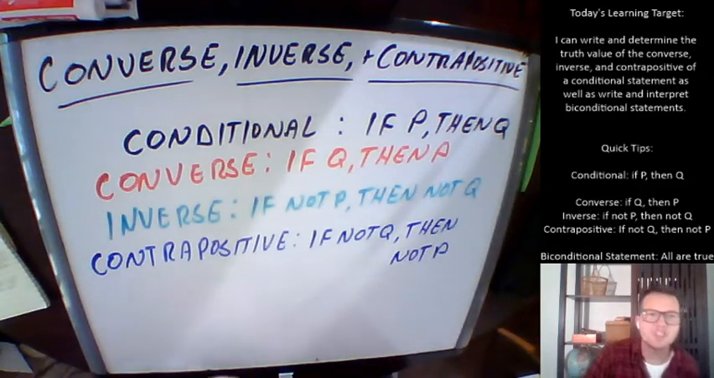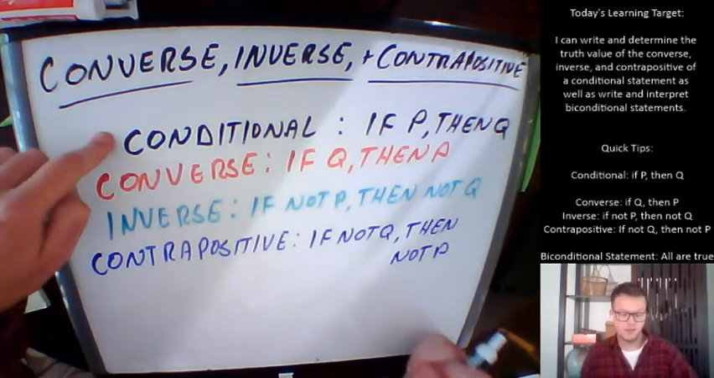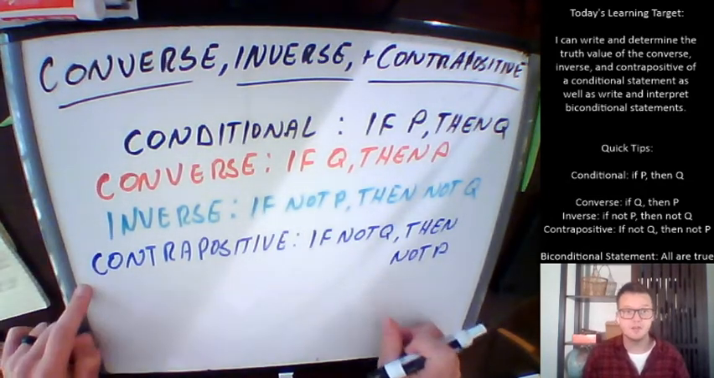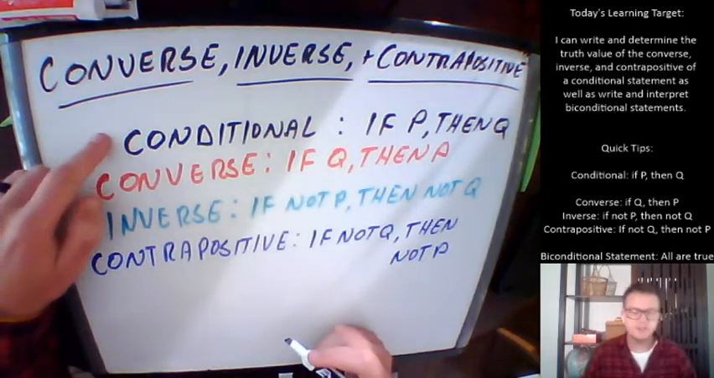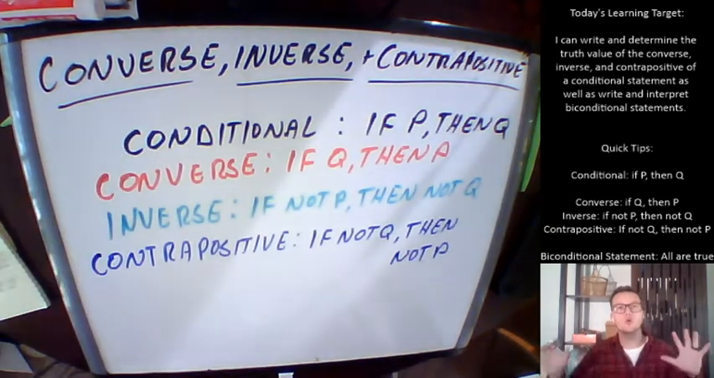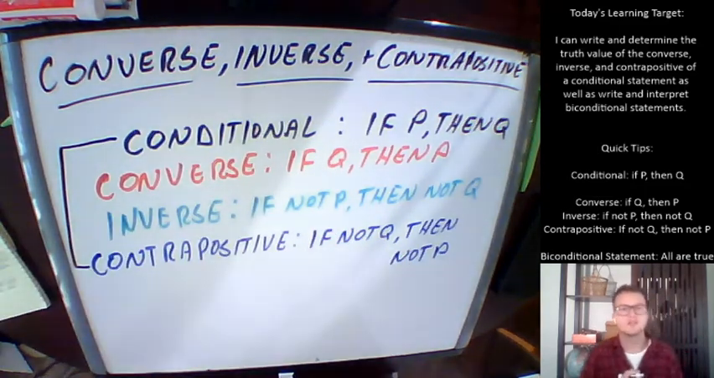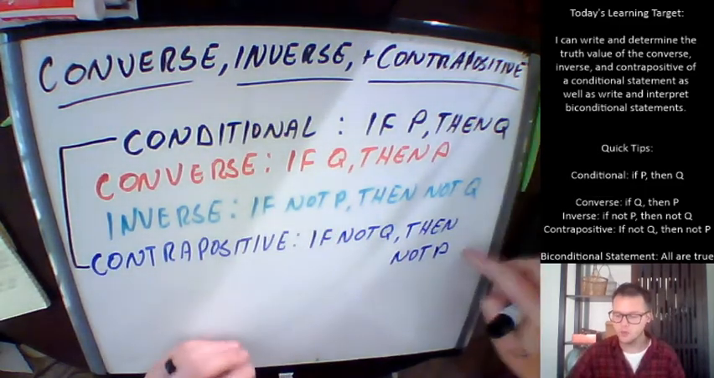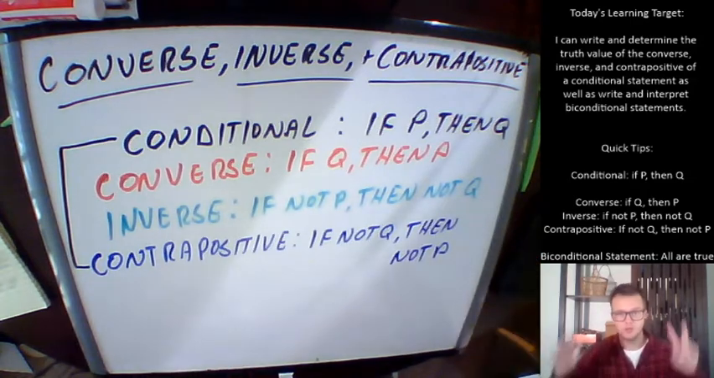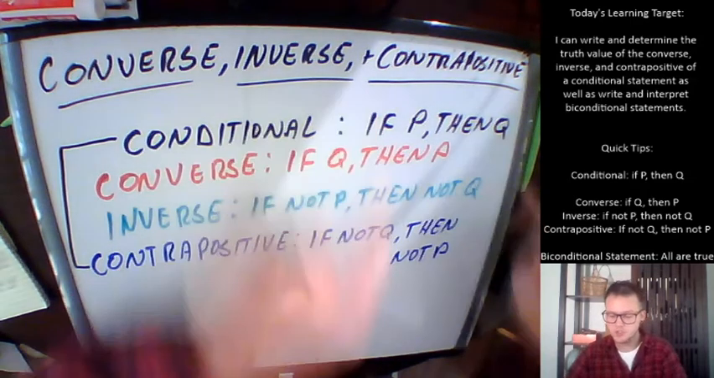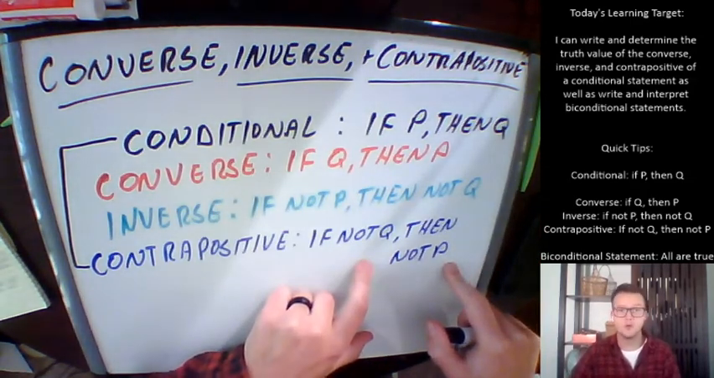There are a few relationships that the conditional statement and its variations have. For instance, if the conditional statement is true, meaning that there are no counterexamples for it, then the contrapositive is also going to be true. They're logically equivalent statements. They have the same, what we call truth value, meaning if this one is true, then this one is also going to be true.